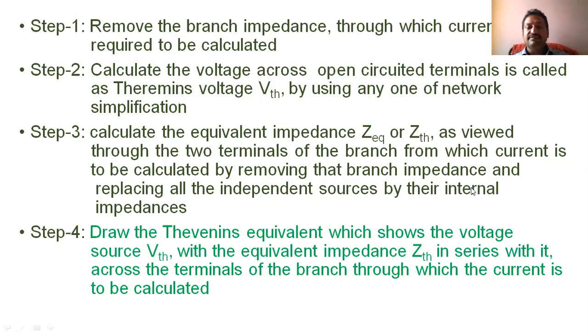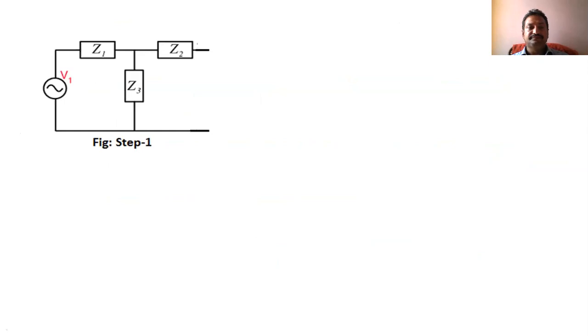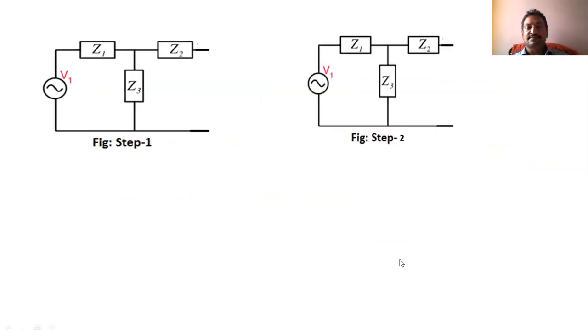Then draw the Thevenin's equivalent, which shows the voltage source VTH with the equivalent impedance ZTH in series with it, and the load ZL. So these are the 4 steps. This is the first step, remove the branch in which the current is to be calculated. This is the second step, we want to calculate the voltage drop across this open circuit.